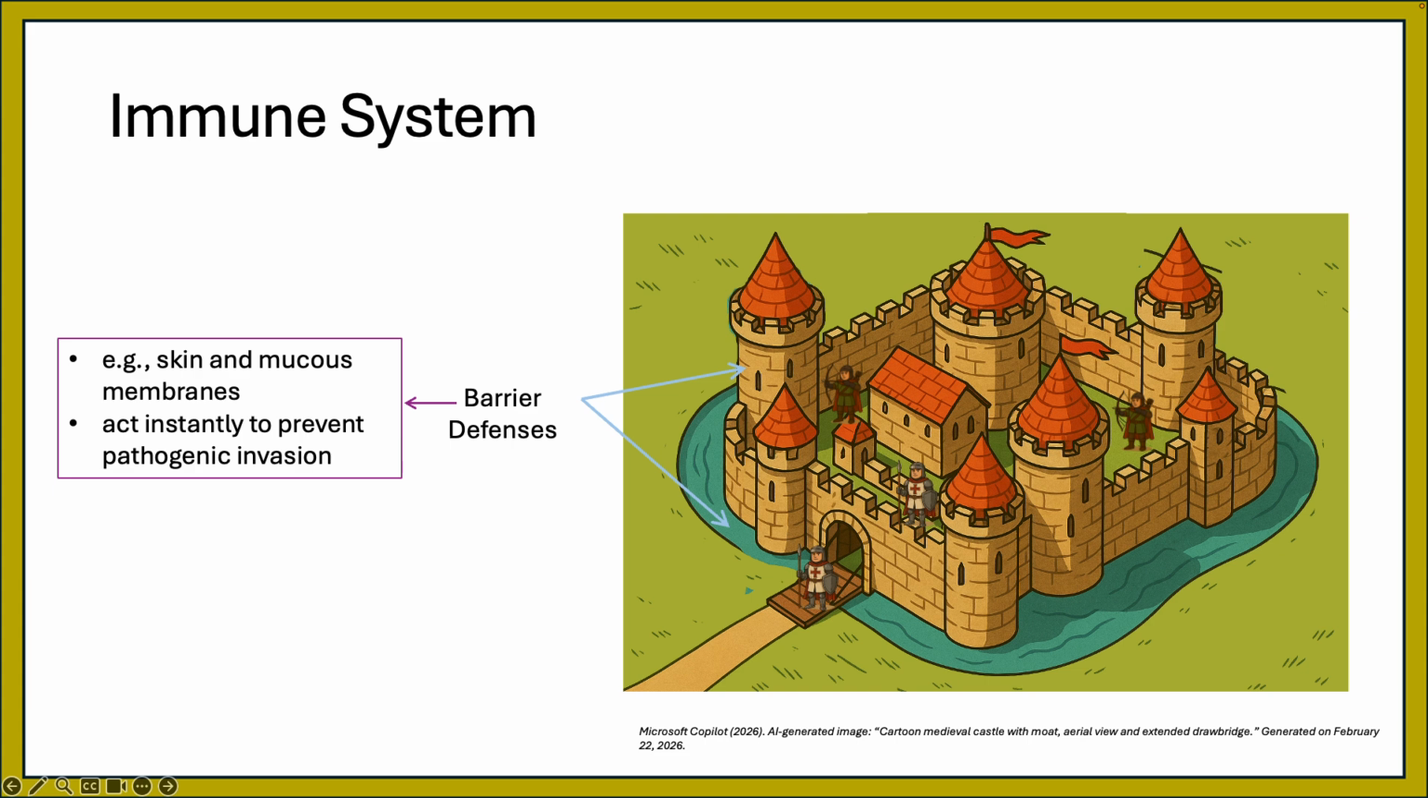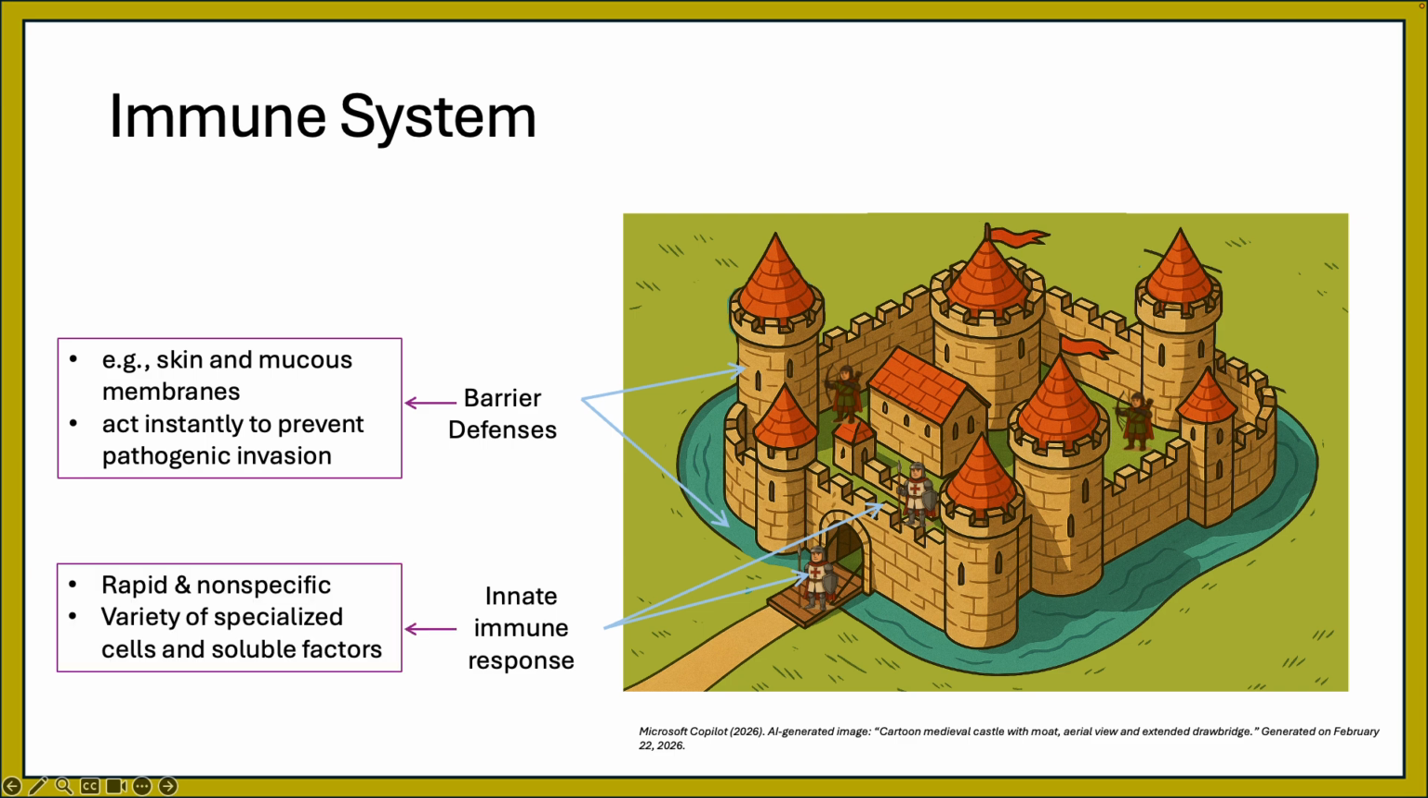This includes things like your skin and mucous membranes. It's passively functioning to prevent pathogenic invasion. However, the more active part of the immune system relies on your innate immune response as well as your adaptive immune response. Innate immunity is sort of like sentinels set out in front of the castle, always on the lookout for something that's not supposed to be there.